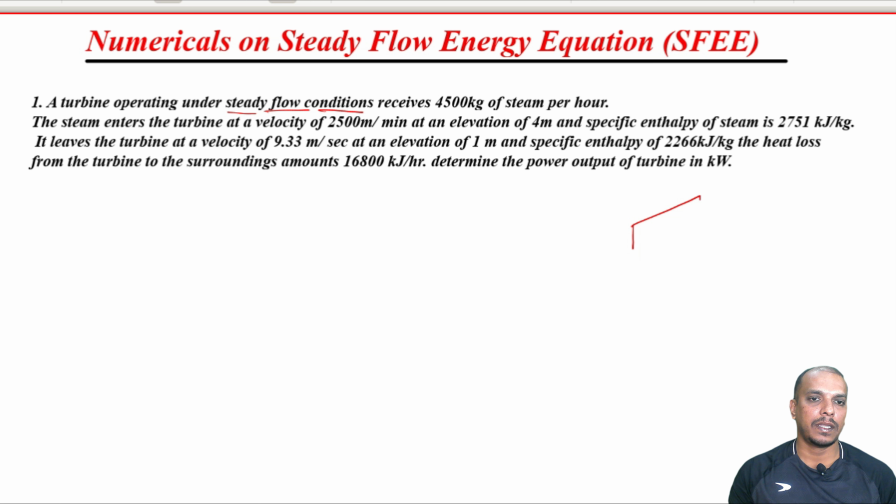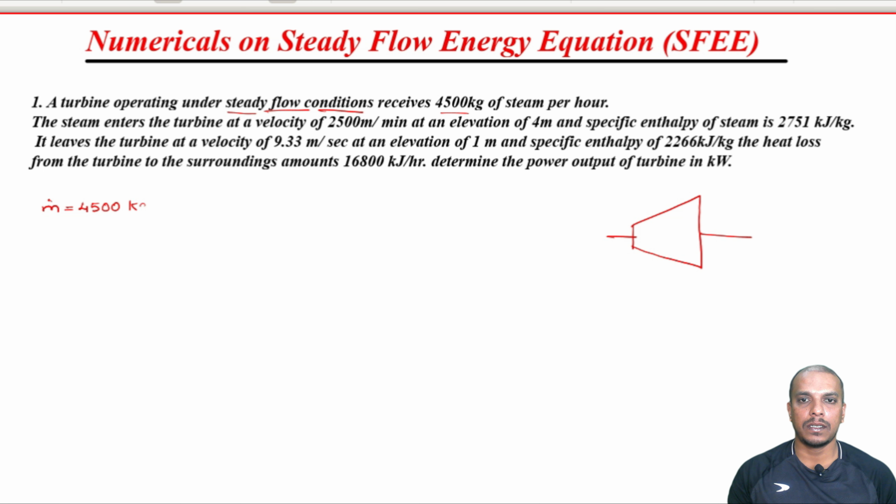So you can say there is a turbine. We generally denote it with this kind of symbol for a turbine. And there is steady flow, so it is a steady flow device. It receives 4500 kilograms of steam per hour. So the mass flow rate is given.